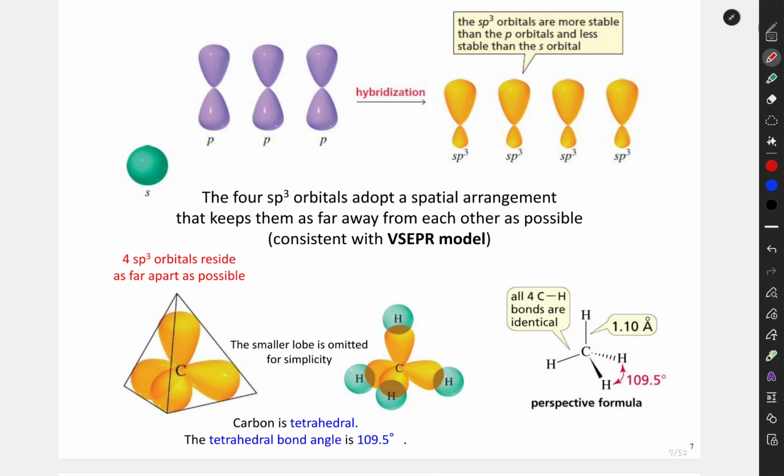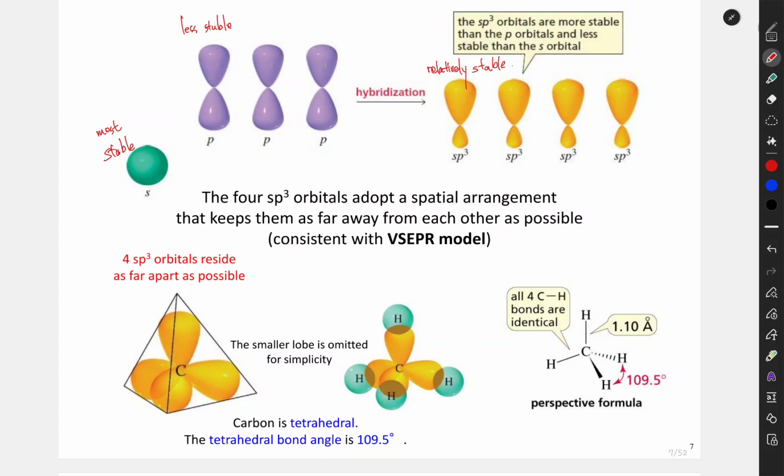You may notice that the s orbital in this picture is more stable than the p orbital, but the sp3 orbital is basically in the middle. You can see the vertical location, which shows you the relative energetics. So sp3 orbitals, generally speaking, are more stable than the p orbital but less stable than s orbitals, somewhere in between.